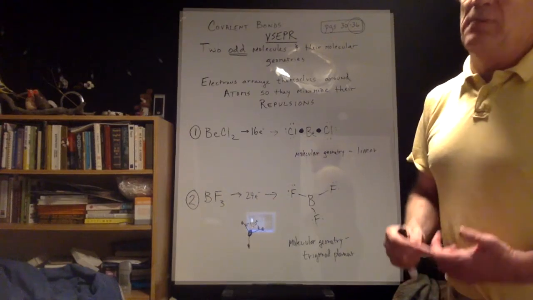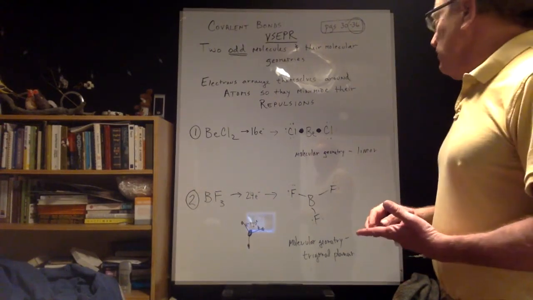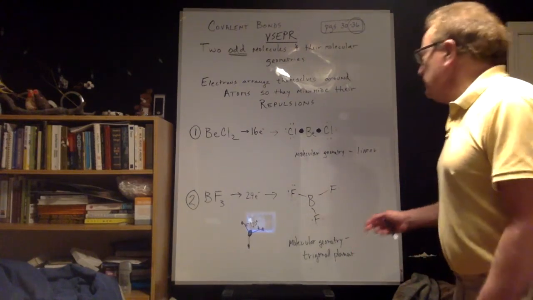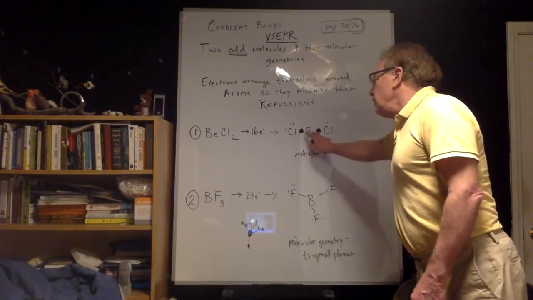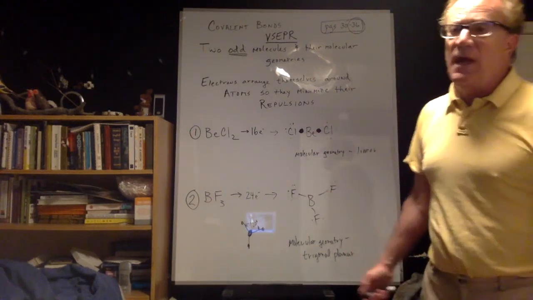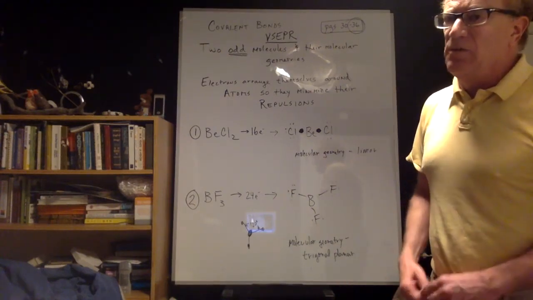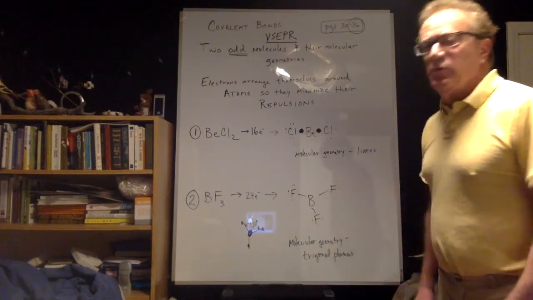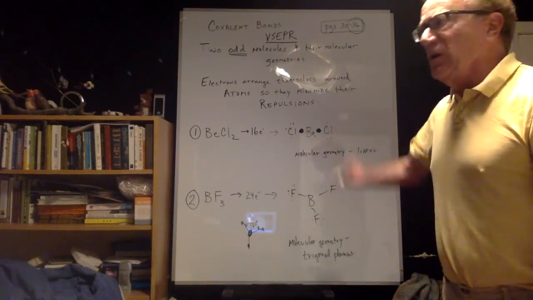But you end up having a linear geometry, then a trigonal planar geometry. The linear geometry only comes when you have 4 electrons around the central atom, and that's a weird thing because you normally have 8 electrons around a central atom. And then trigonal planar comes when you have 6 electrons around a central atom. So these are both weird things.